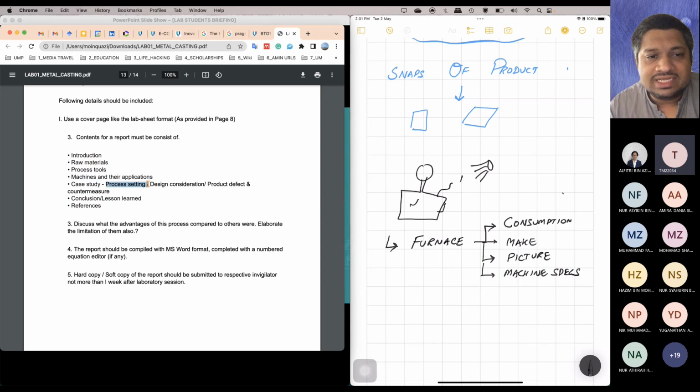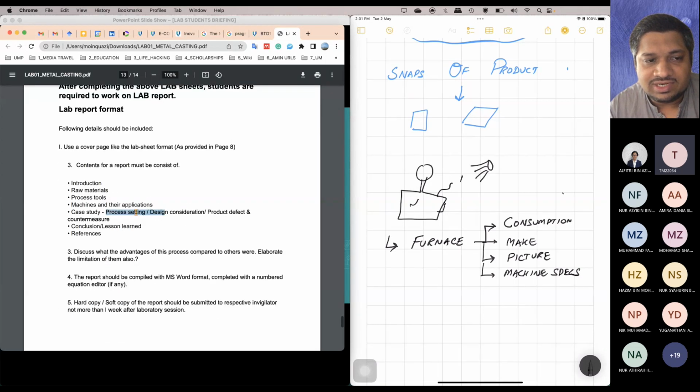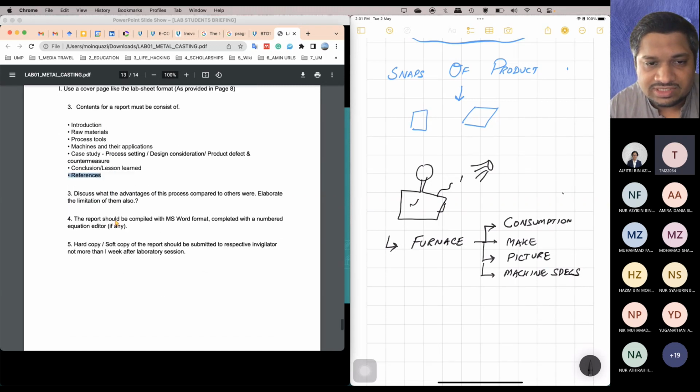Then this process setting, product defects, etc. They are already in the lab sheet. Okay, so if you fill this, then this part is also covered. Conclusion and lessons learned, you have to write this down yourself, and references you have to write down yourself.